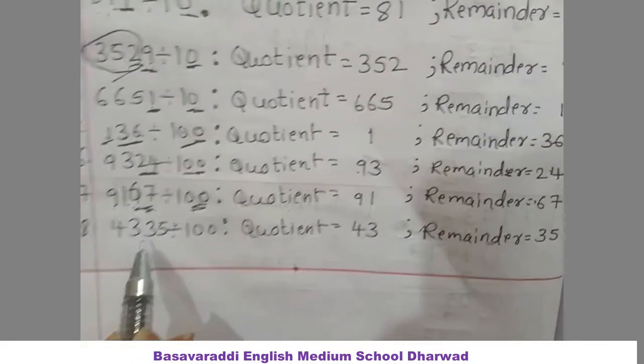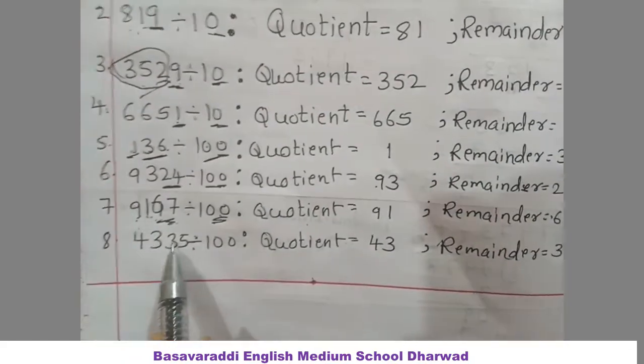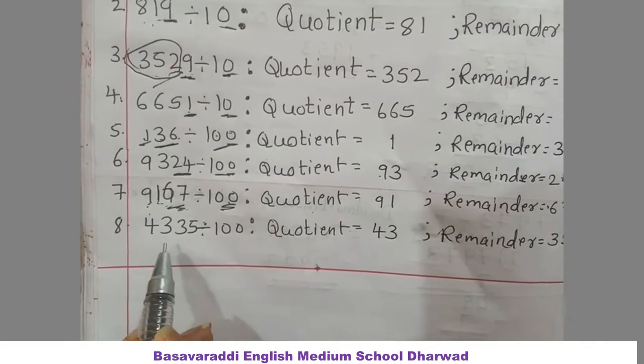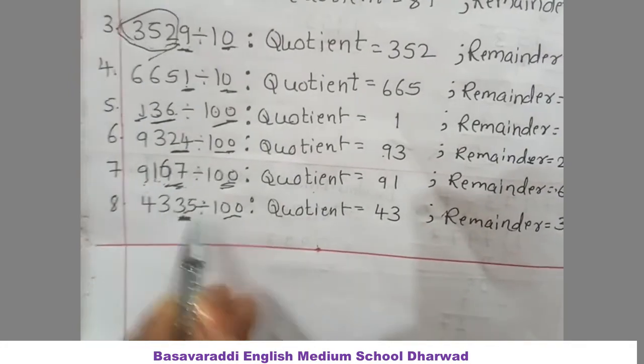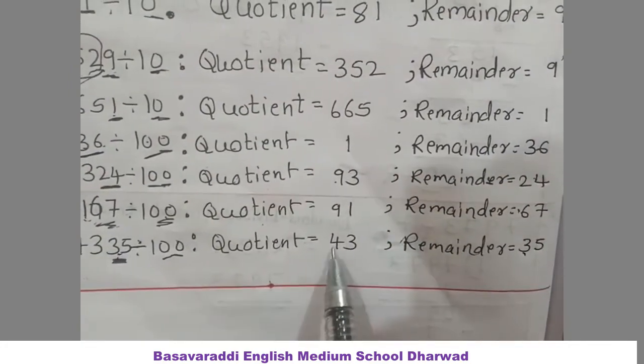This is the shortcut method. So 4335: 2 zeros means the 1's and 10's places. See here, 35 is the remainder and 43 is the quotient.